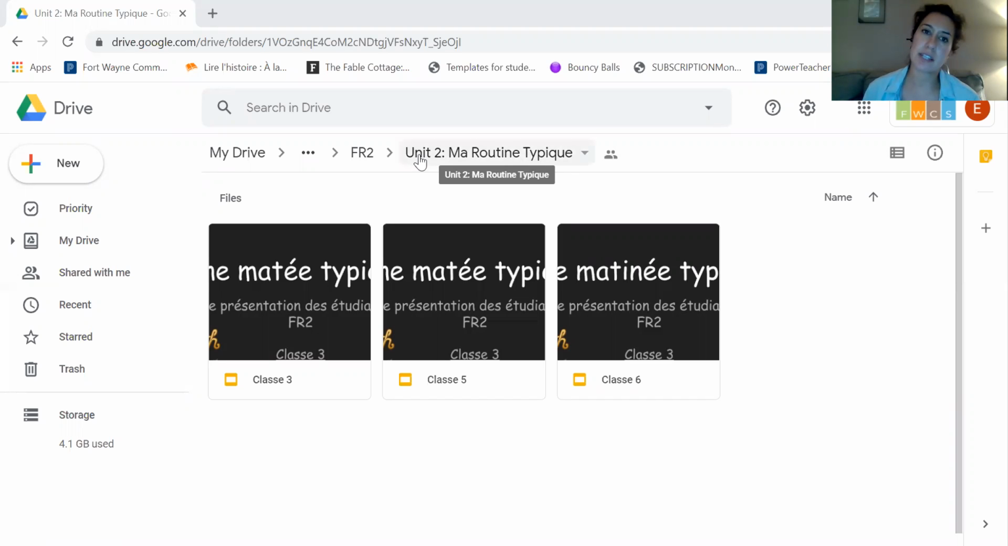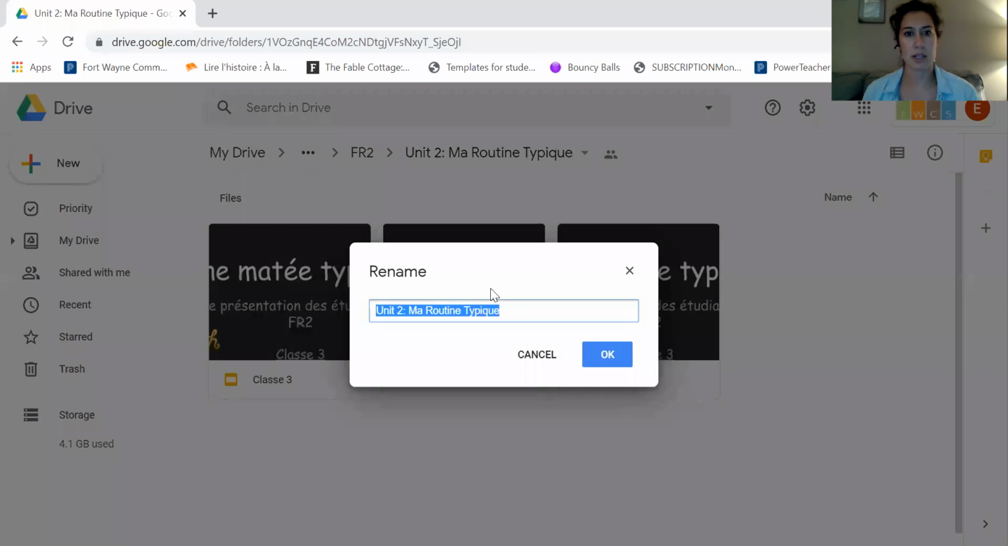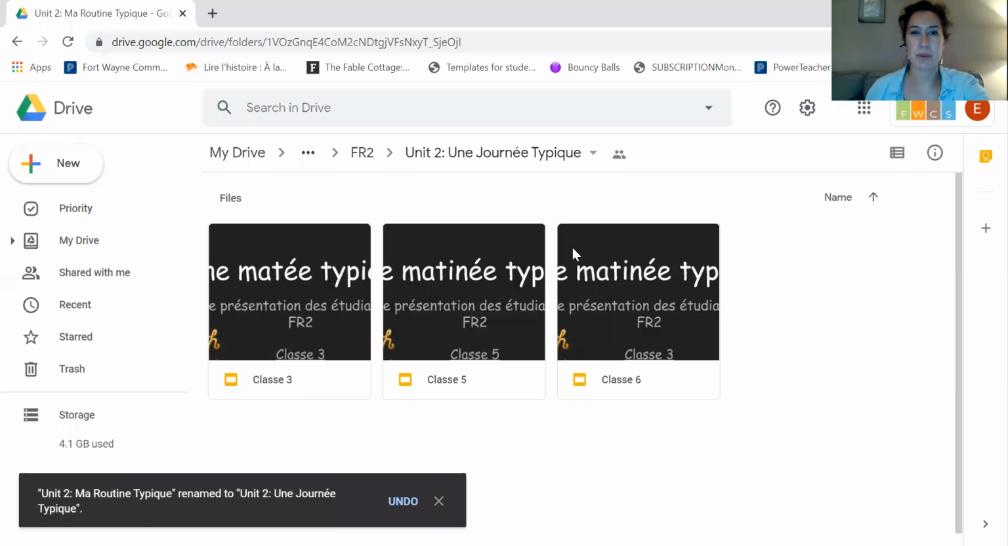So actually the title of this unit, it's unit 2, is kind of like ma routine typique. Actually, I'm going to change that because it's not technically what it's called. It's called une journée typique. Une journée is a day. So the whole unit is about typical day things that we do on a day-to-day basis.